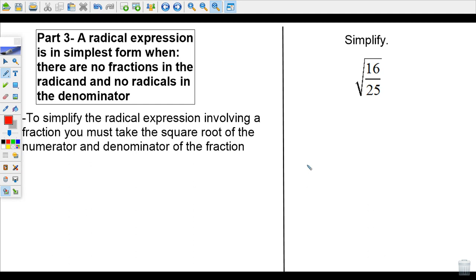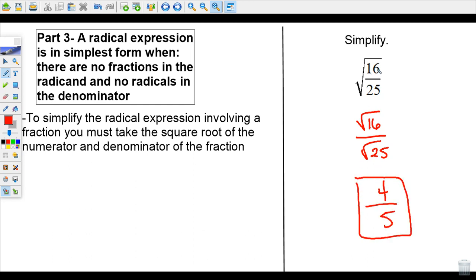Here's another example. So again, we're looking for no fractions in the radicand, no radicals in the denominator. To simplify this, we just break it up. We take the square root of the numerator, square root of the denominator, square root of 16, that is equal to 4, square root of 25 is 5. So the square root of 16/25 is equal to 4/5, or would simplify to 4/5.